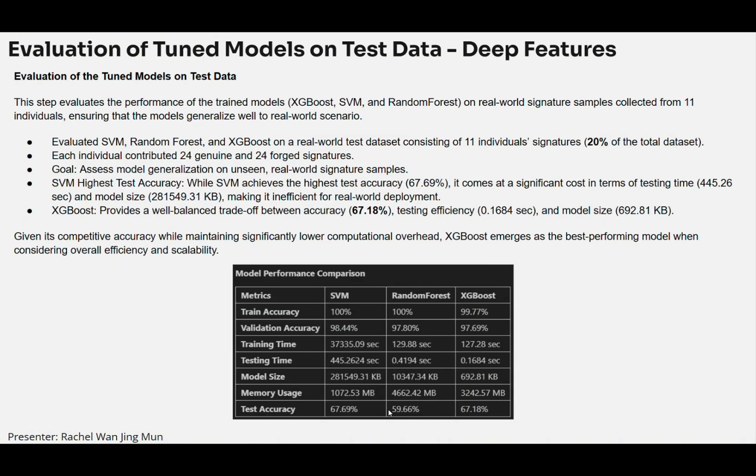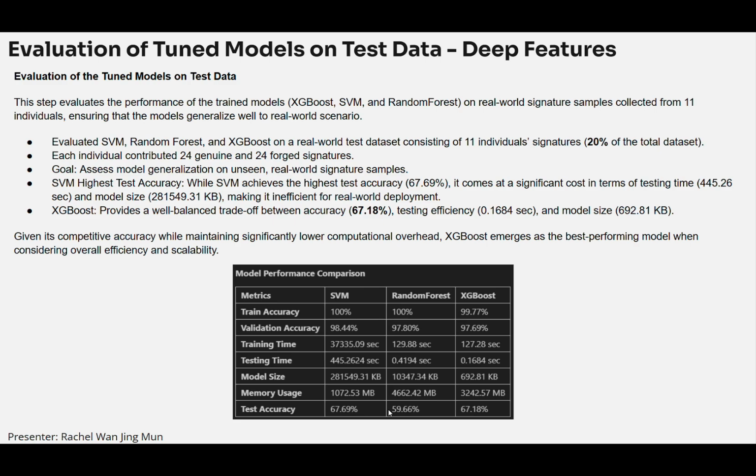To further validate our findings, we evaluated these tuned models on our real-world test dataset. From the results, SVM achieved the highest test accuracy but at a significant cost. XGBoost, on the other hand, provided the best trade-off, balancing a test accuracy of 67.18% with significantly lower computational overhead, making it the most practical model for deployment. Thus, based on the balance of accuracy, speed, and efficiency, we conclude that XGBoost is the best performing model for real-world signature verification.